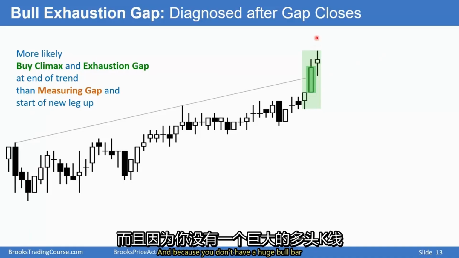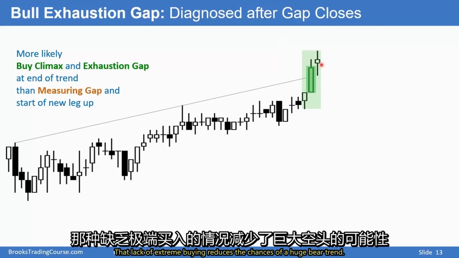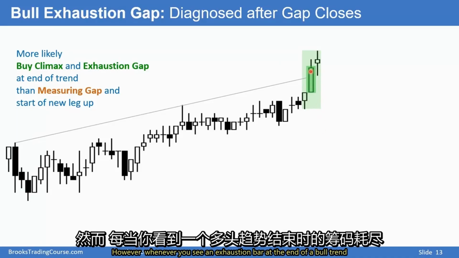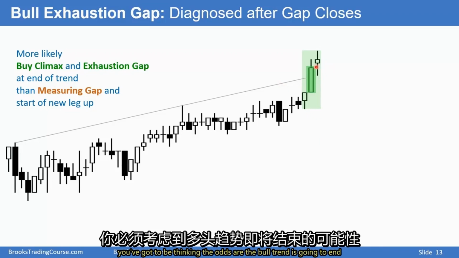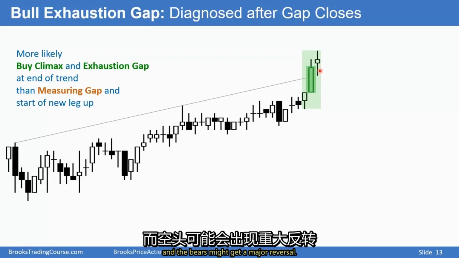And because you don't have a huge bull bar, you do not have a lot of bulls trapped into buying high. That lack of extreme buying reduces the chances of a huge bear trend. However, whenever you see an exhaustion bar at the end of a bull trend, you got to be thinking the odds are the bull trend is going to end and the bulls will wait for 10 bars and 2 legs before buying again, and the bears might get a major reversal.